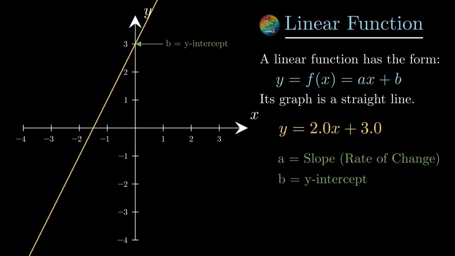If we look at the graph on the left, you can see this in action. The line crosses the y-axis precisely at 3, matching our value for b. From there, for every 1 unit we move to the right, the line climbs up by 2 units, because our slope is positive 2.